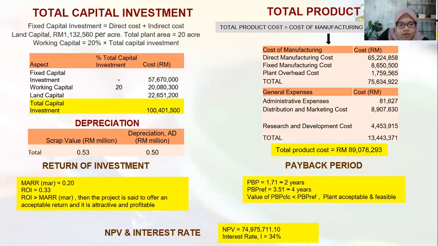And then by using the method that considers time value of money, the net present value we get for our plan is around 74 million ringgit Malaysia. And then for the interest rate, we computed using analysis in Excel, and we get around 34%.